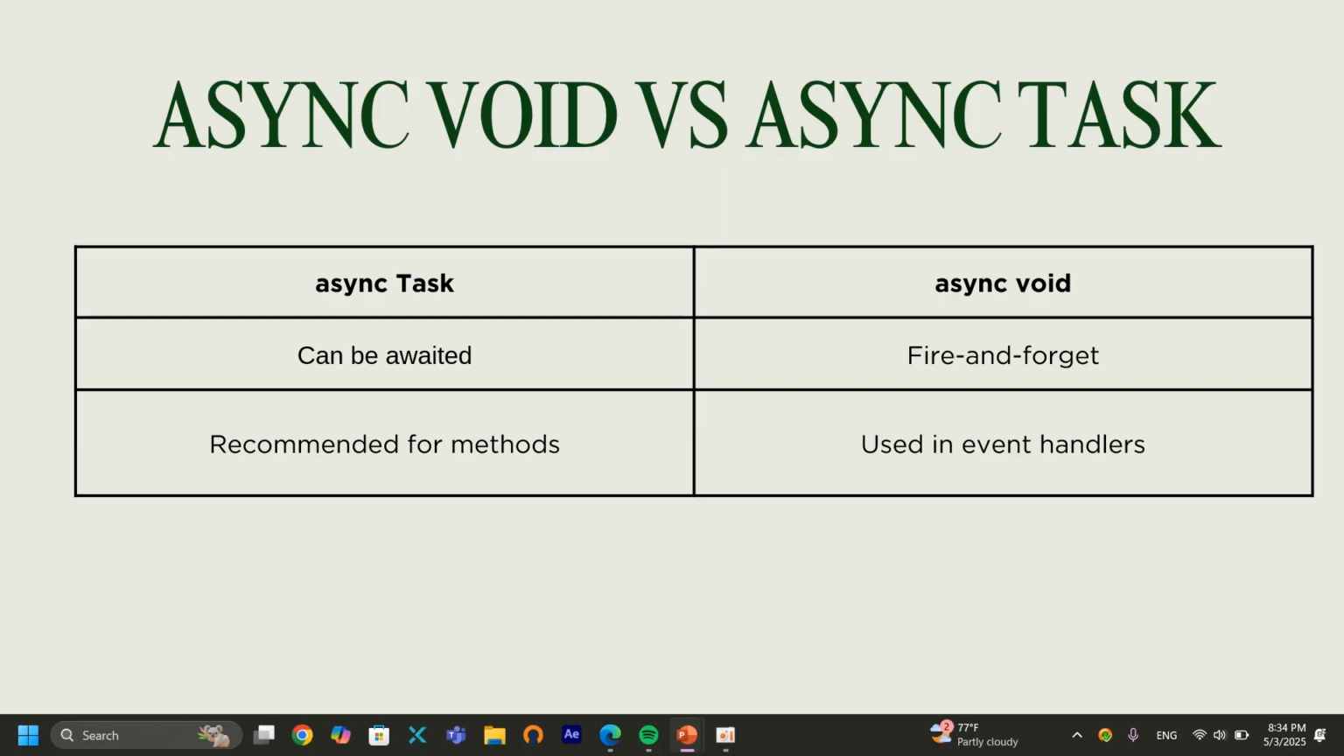You will see both async void and async Task. What's the difference? Async void is mostly used for event handlers like button clicks, and async Task is used for everything else. And the question is why? Because a Task can be awaited, tracked, and error handled. So avoid using async void unless you have to.